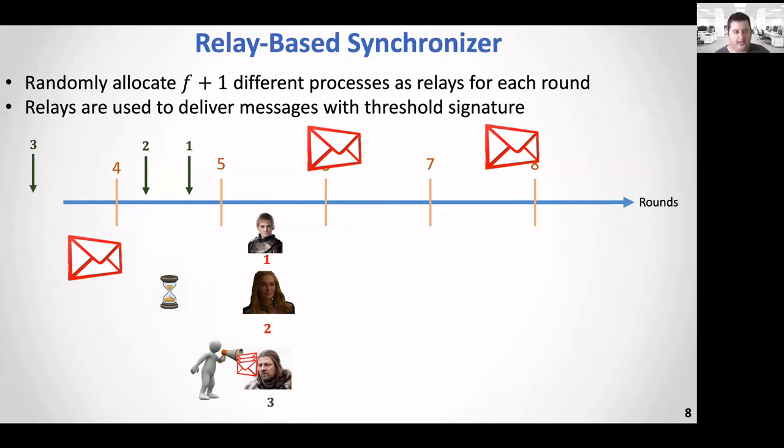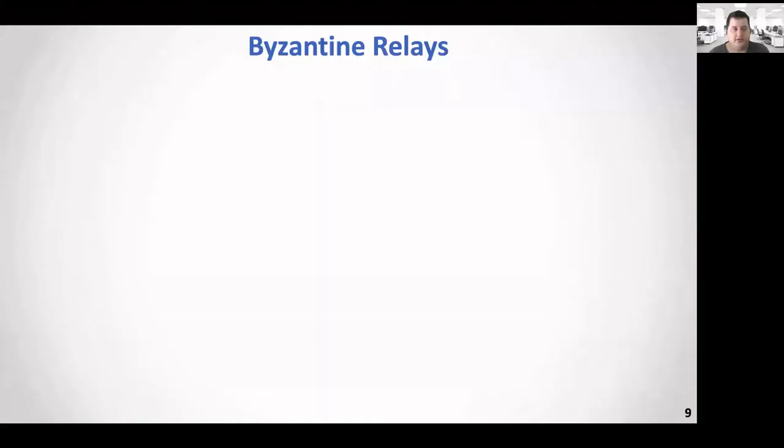Now, when you design a message dissemination method like this one, a relay-based one, you should, when you design the protocol, take into account Byzantine relays. So if the first relay is Byzantine, it might act arbitrarily. It might, for example, send the threshold signature to only a subset of the correct processes. And therefore, when you design the protocol, you need to take that into account.